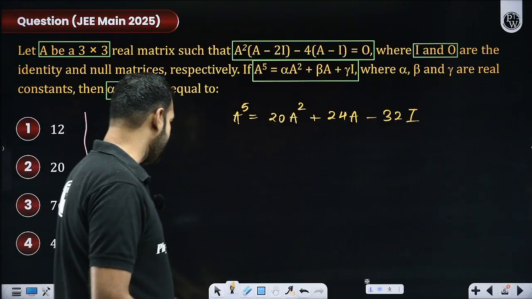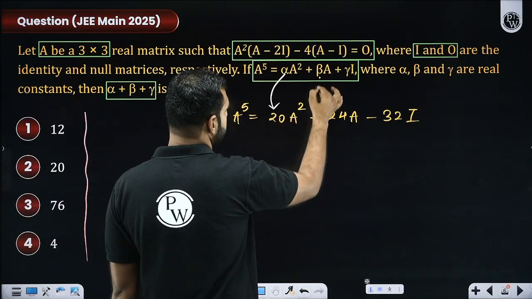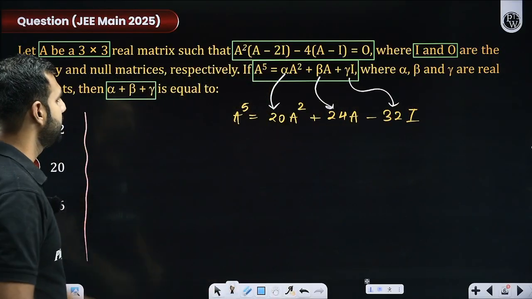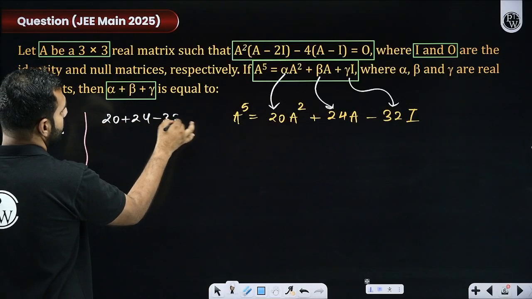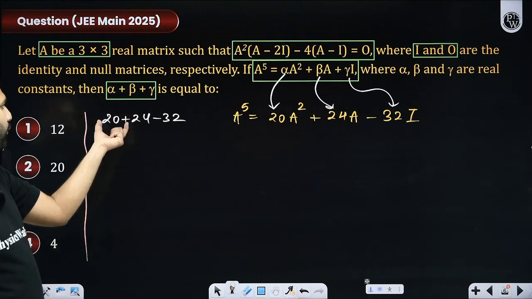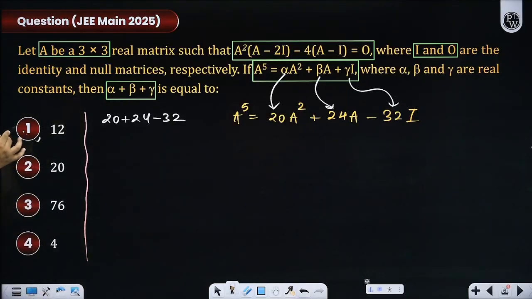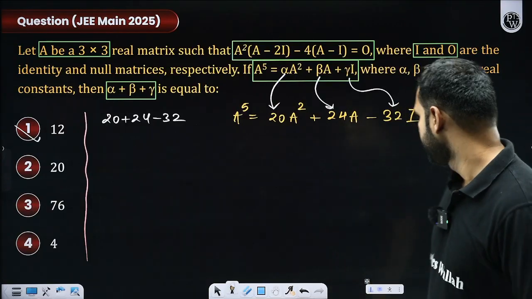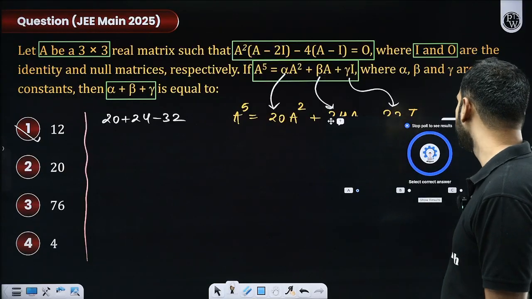I think we do have the answer at our fingertips now, because if I compare it with this, alpha will be 20, beta will be 24, and gamma will be minus 32. Alpha plus beta plus gamma, so your answer will be 20 plus 24 minus 32. How much is that? This is 44, yes or no? So 44 minus 32 is clearly 12, which means option A. Brilliant. And I'm sure everybody must have marked option A by now.